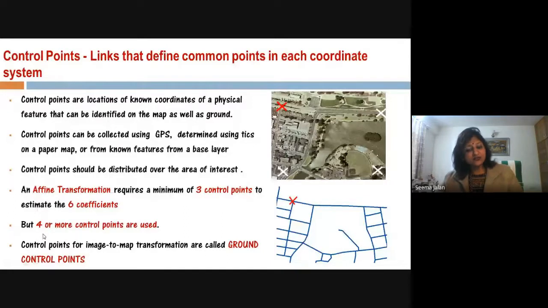And if you check that the error is too high, then you will try to take different new control points, or those very control points again, until you are satisfied that you are getting a good result. Then you will proceed to converting the coordinates of all the points in your data. So the control points for image to map transformation are called ground control points.